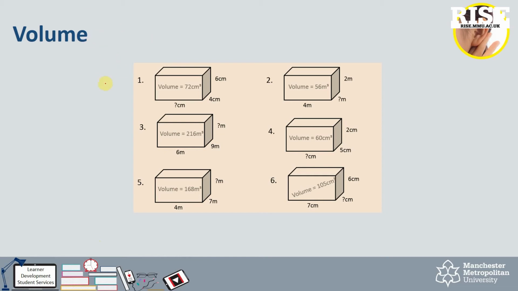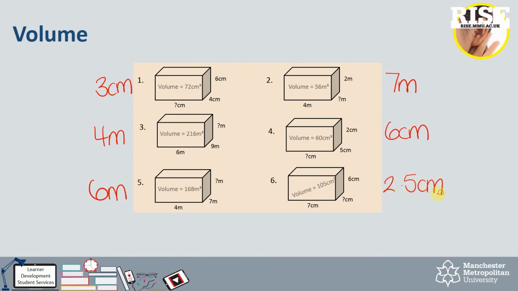Okay, let's go through those then. Number 1 has a missing dimension of 3 centimetres. Number 2 is 7 metres. Number 3 is 4 metres. Number 4 is 6 centimetres. Number 5 is 6 metres. And number 6 is 2.5 centimetres.